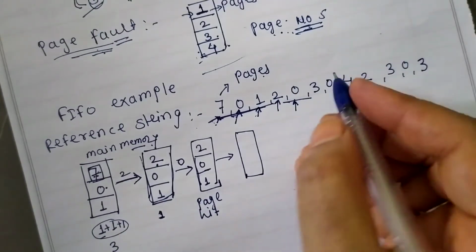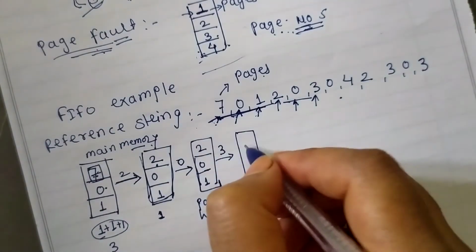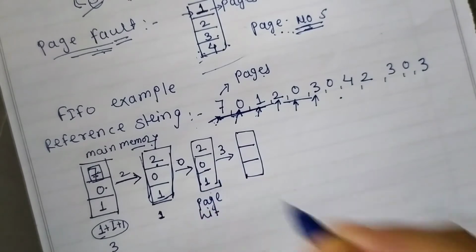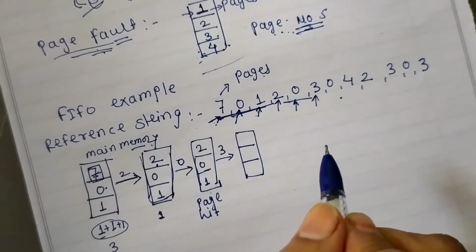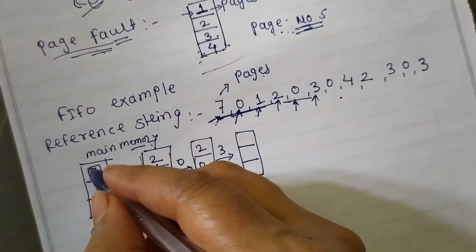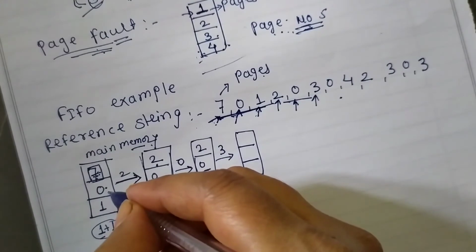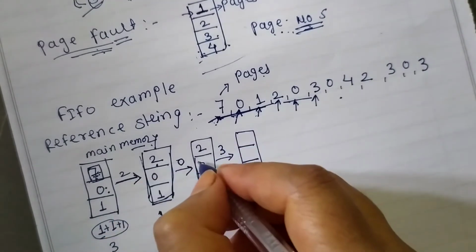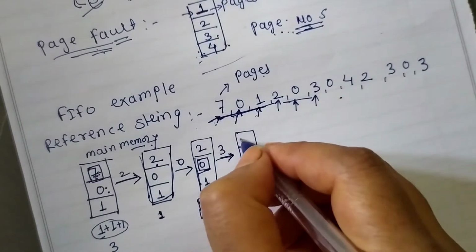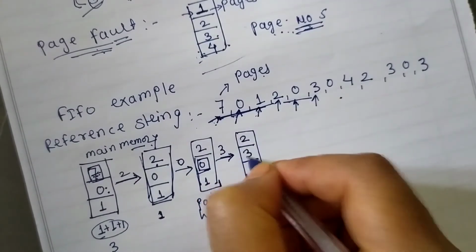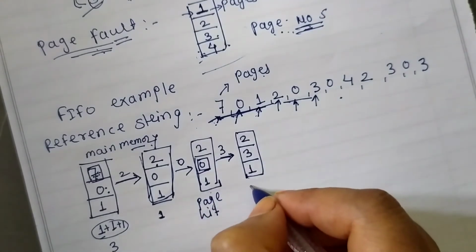Now we have entered 0. Next we have to enter 3. 3 is not available in the main memory, so we have to replace one page. Already we have replaced 7. After 7, the page number we entered into the main memory is 0. So we have to replace this 0 for storing page number 3. So 2 here, I will store 3 here and 1 here. So it got one page fault.